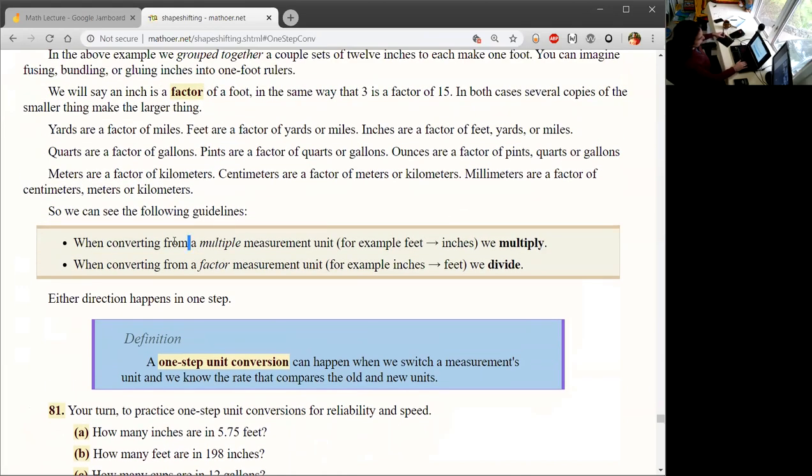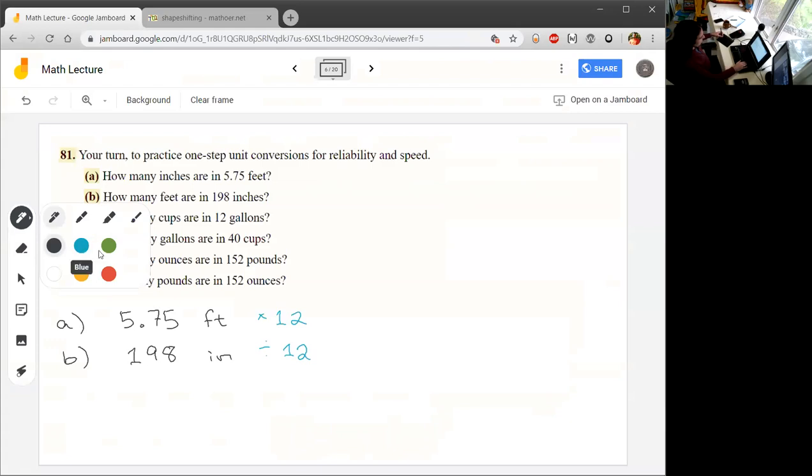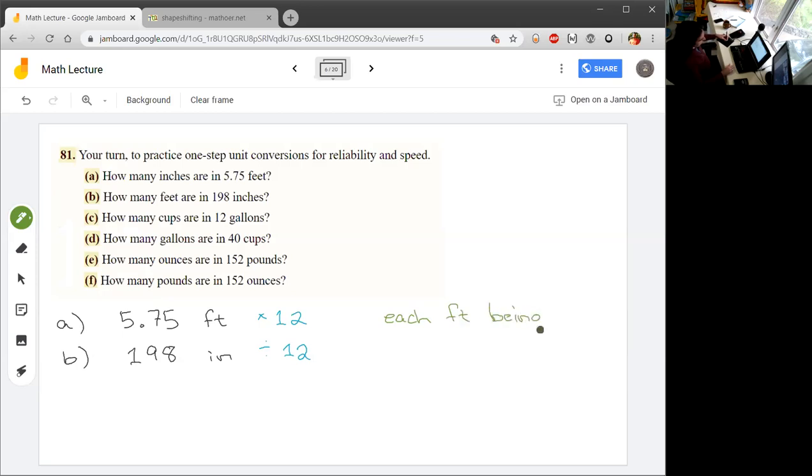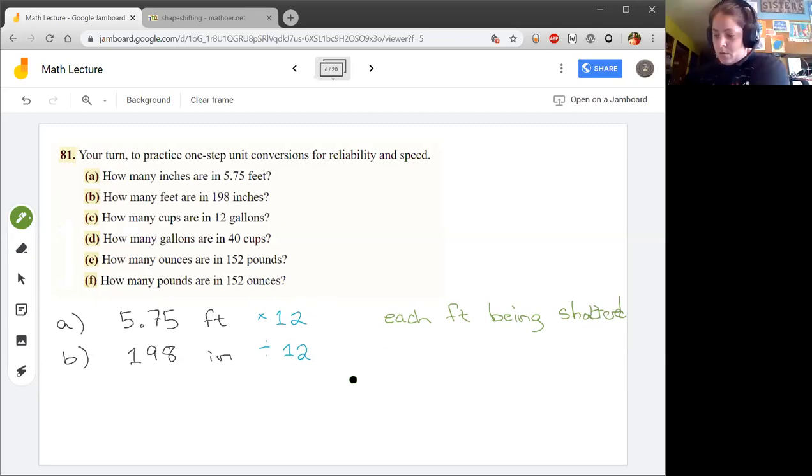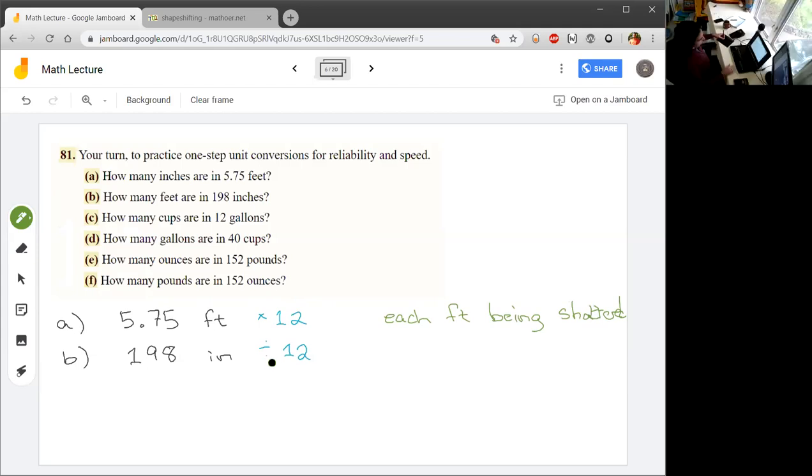If the thing we're going from is made up of the smaller one, then we multiply. So this is because each foot is being, whatever, shattered, broken up, whatever word works for you. So we're making more little pieces by turning it into inches. Okay. This one is divided because bunches of inches are being grouped.